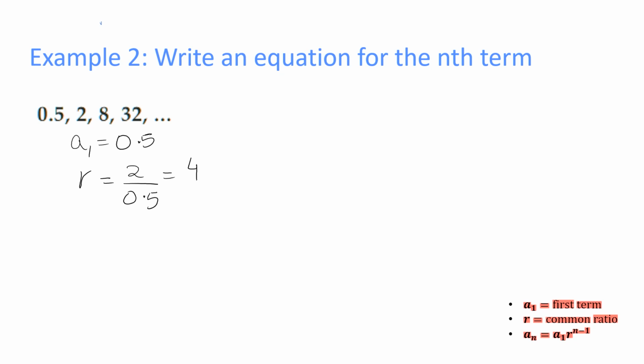And then lastly, I will just write the equation. We have an equals a1 times r to the power n minus 1. So the equation for the nth term would be, substituting for a1, which is 0.5, times r, which is 4, to the power n minus 1.